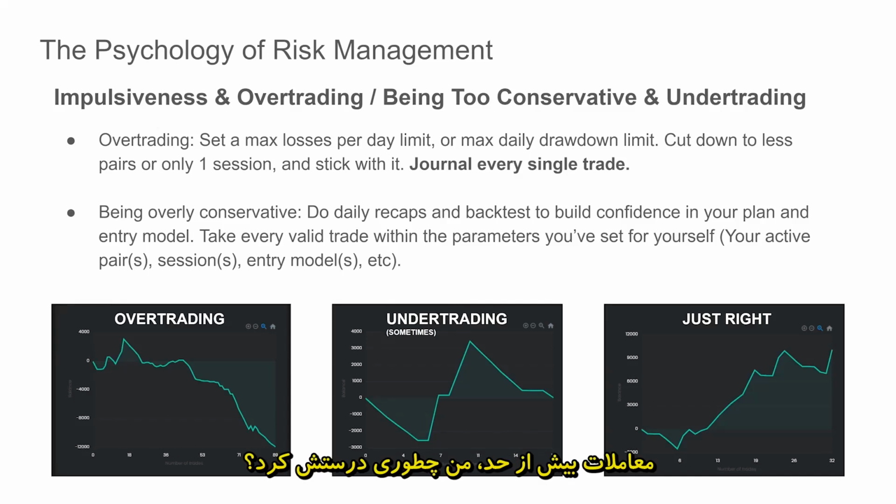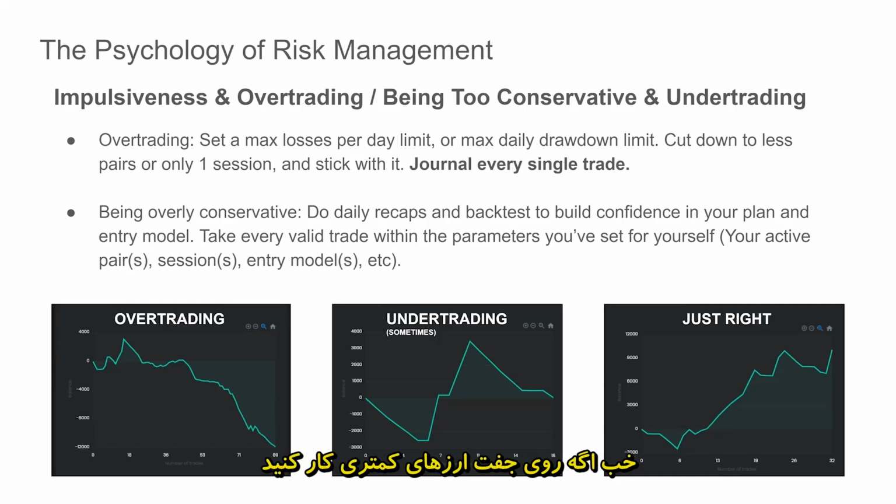Overtrading. How did I fix it? You can see on my equity curve here, this is over a month, I took 89 trades. Granted, some of it is partial profits and stuff, but I was going crazy. So in order to fix overtrading, set a max loss per day limit, or a max daily drawdown limit.